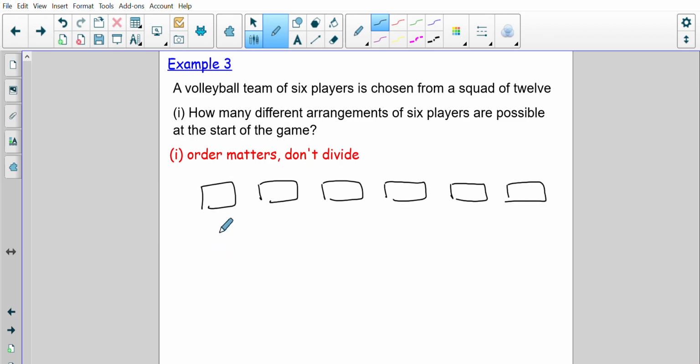So in the first position, I've got 12 players to choose from. The second position, I've now got 11 players. The third position, I've got 10, then 9, then 8, then 7. And if you multiply those together on your calculator, we're going to get 665,280.